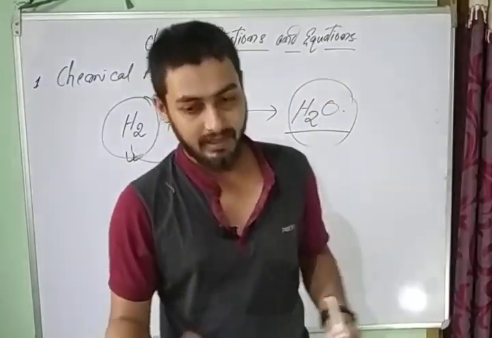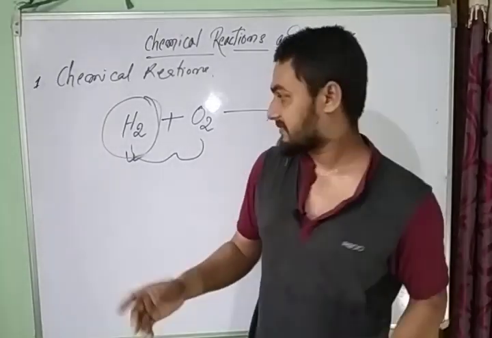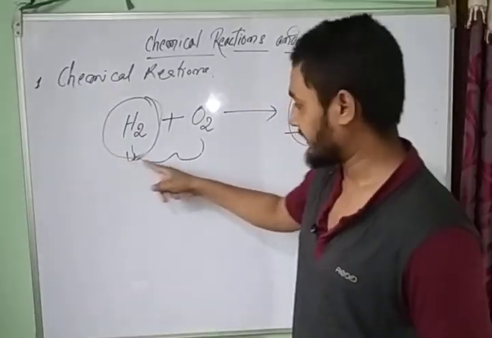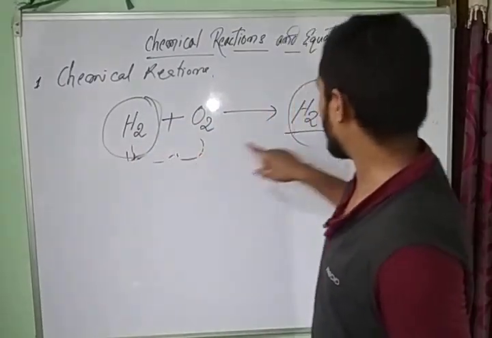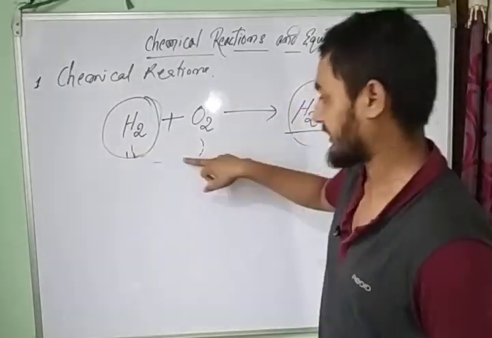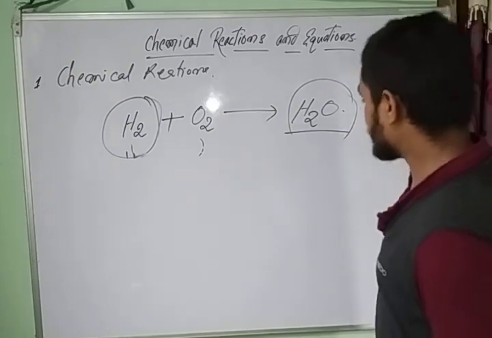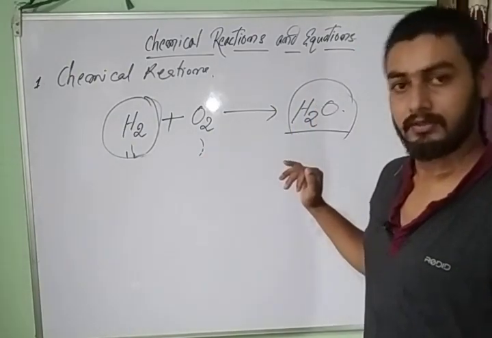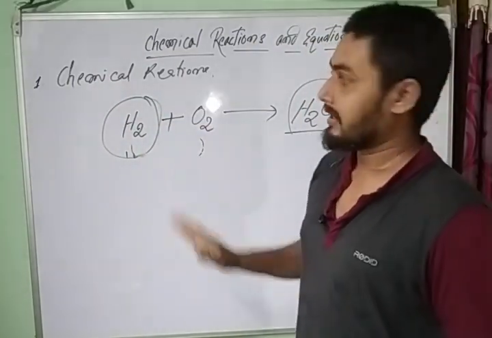So if anyone asks us what are reactants, how will you define reactants? Reactants are the chemical substances which change to form the product, where the change takes place. And the products are the chemical substances which are formed after the change. Okay? So this is all about the chemical reaction.